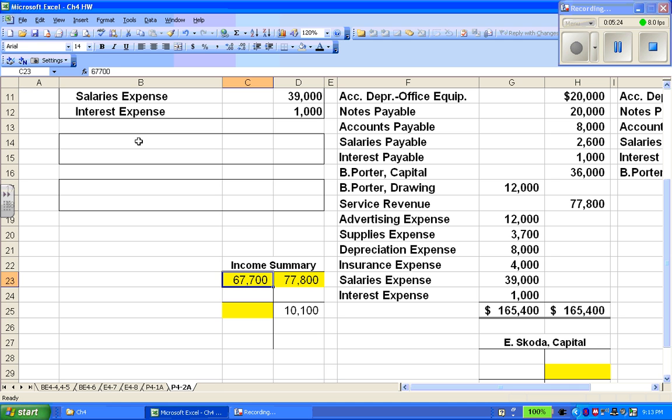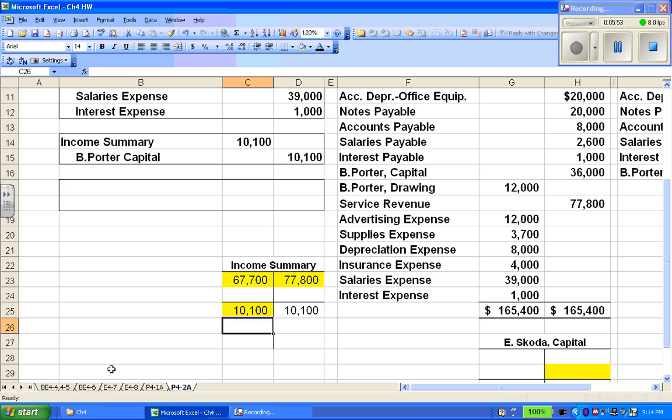All right, so I need to close out my income summary account. It has a credit balance currently, right? If I look at these two amounts, it has a net credit balance of 10,100. So in order to close that out, I need to debit my income summary account. And the account that I'll credit is the capital account. So let me post this entry.